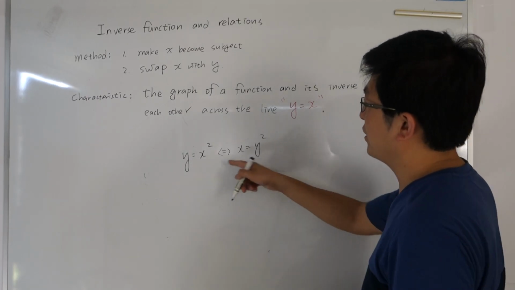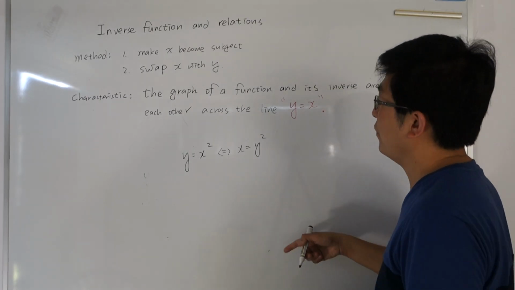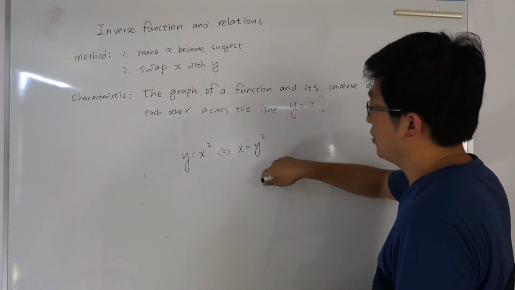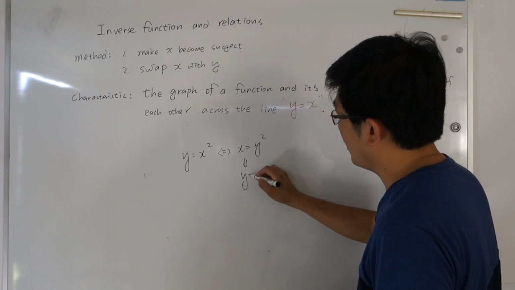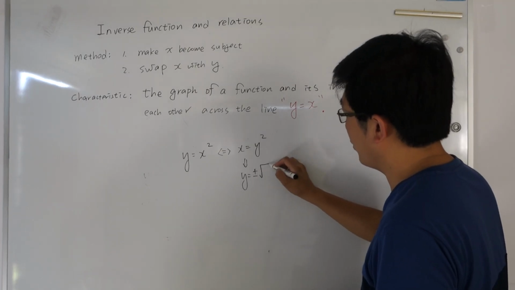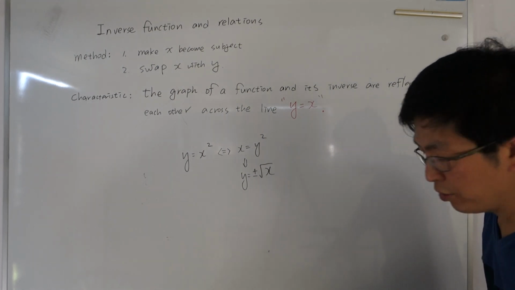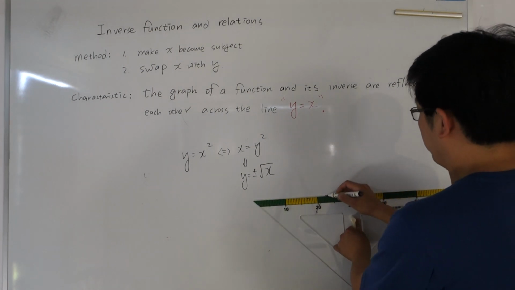So in here we always swap x and y, right? And then here you just make y the subject. So you get y equal to positive and negative square root of x, right? See, which function do we get? Originally this one.